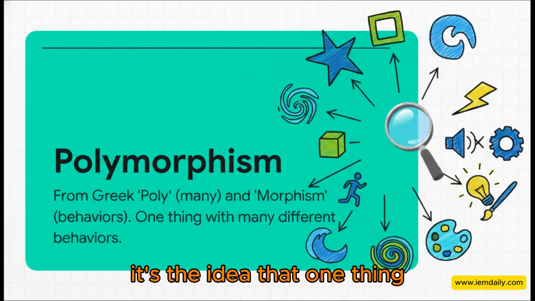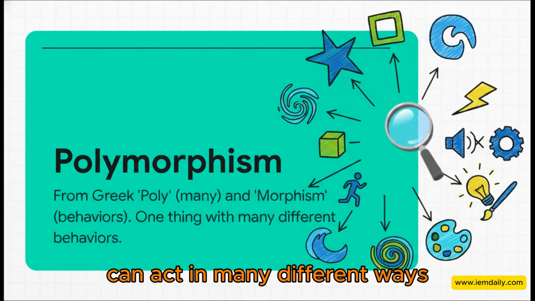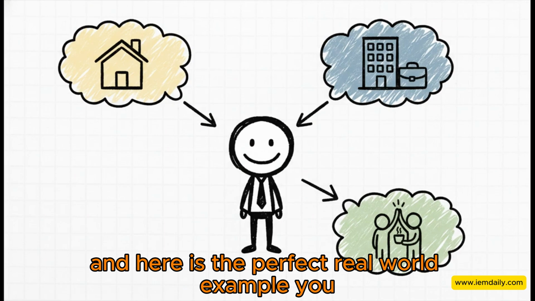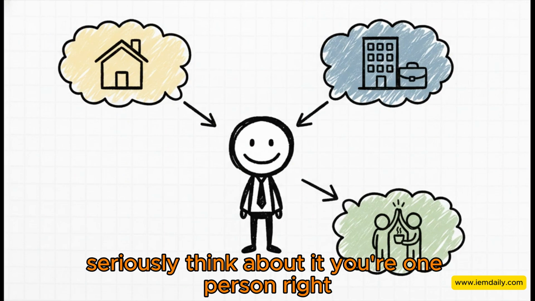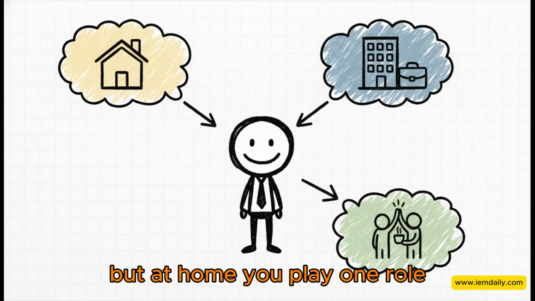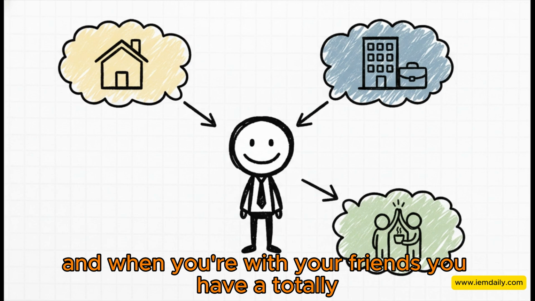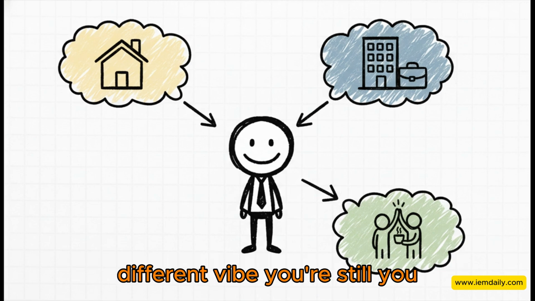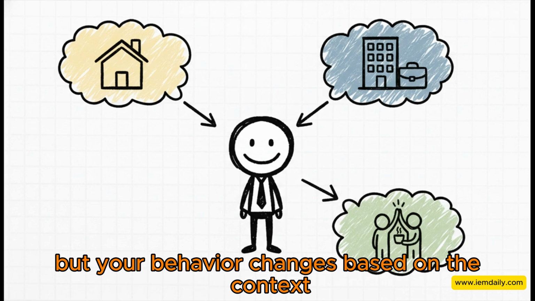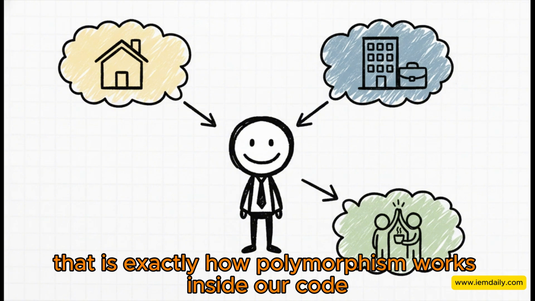It's the idea that one thing can act in many different ways. And here is the perfect real-world example. You. Seriously, think about it. You're one person, right? But at home, you play one role. At the office, you're someone else. And when you're with your friends, you have a totally different vibe. You're still you, but your behavior changes based on the context. That is exactly how polymorphism works inside our code.